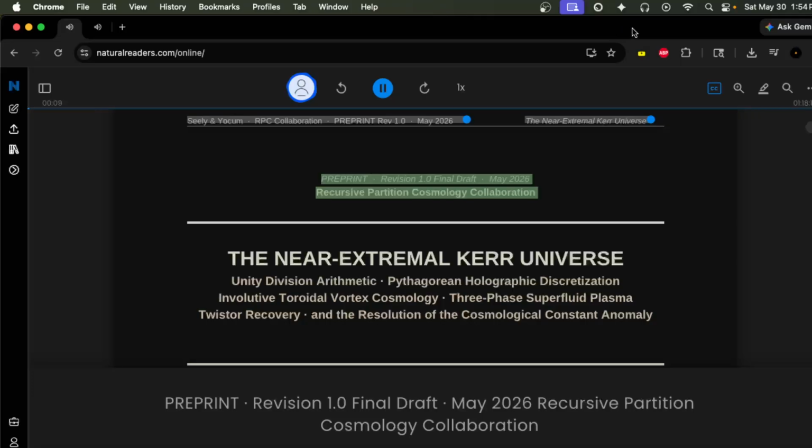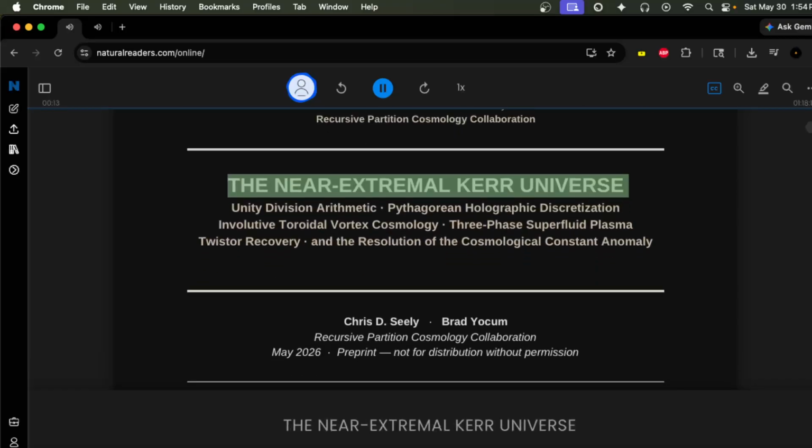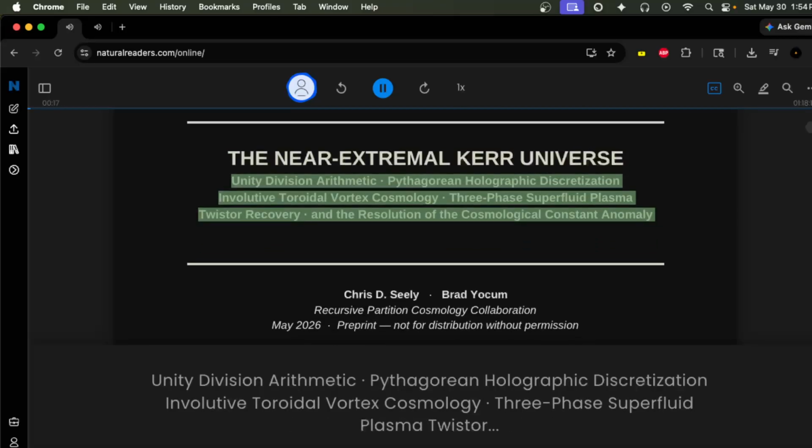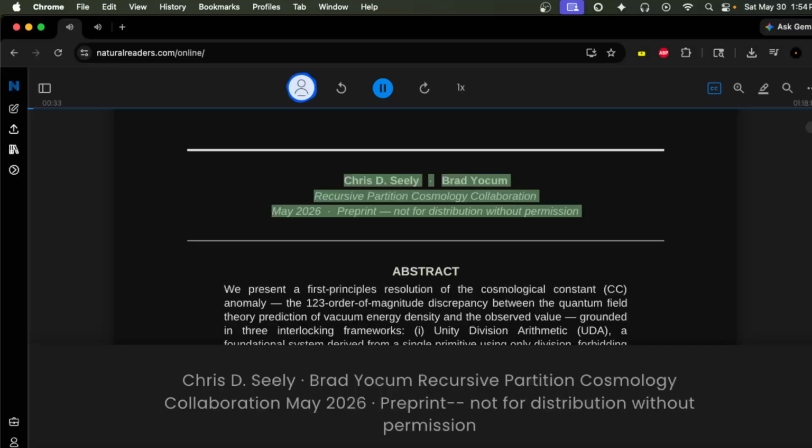Preprint Revision 1.0 Final Draft, May 2026. Recursive Partition Cosmology Collaboration. The Near-Extremal Kerr Universe: Unity Division Arithmetic, Pythagorean Holographic Discretization, Involutive Toroidal Vortex Cosmology, 3-Phase Superfluid Plasma Twister Recovery, and the Resolution of the Cosmological Constant Anomaly. Chris D. Seeley, Brad Yoakum. Recursive Partition Cosmology Collaboration, May 2026. Preprint, not for distribution without permission.